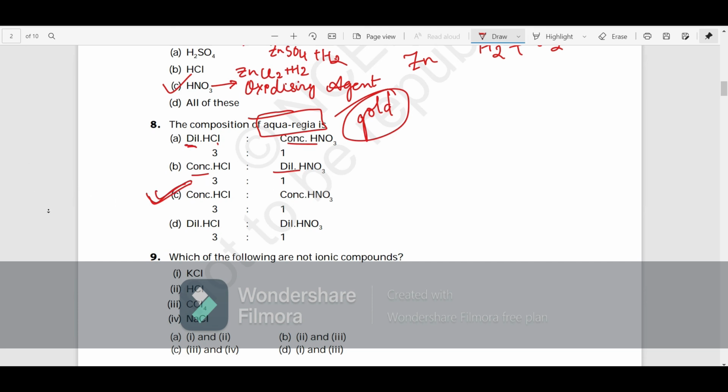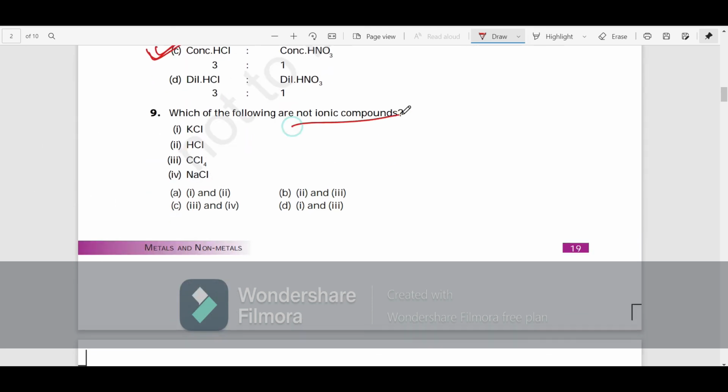Which of the following are not ionic compounds? So KCl, if you see, there will be K plus and Cl minus, and NaCl will be Na plus and Cl minus. If you see these two elements, they are not ionic. HCl and CCl4 are not ionic. You can find covalent bonds over there. So it will be 2 and 3.